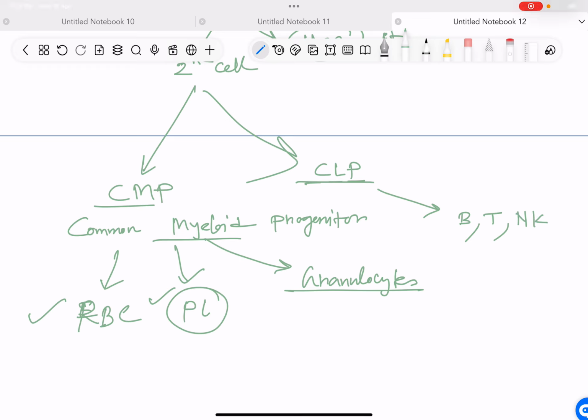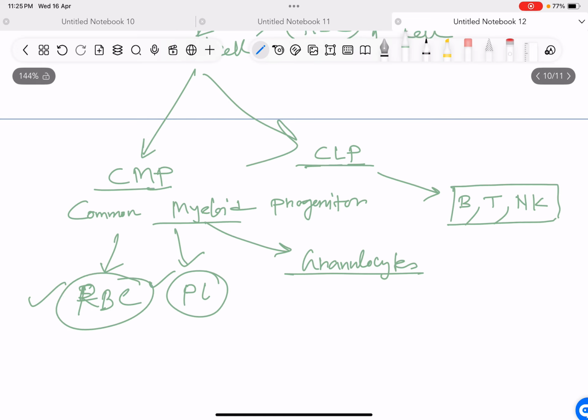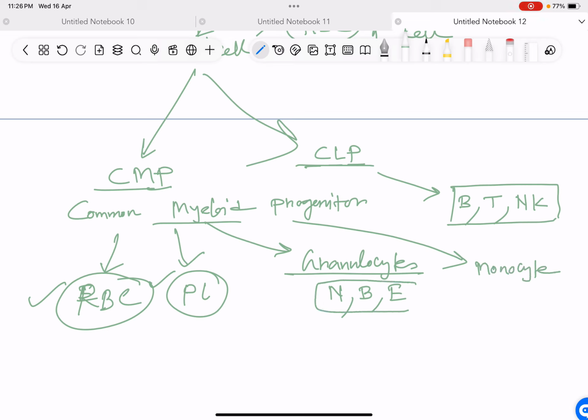Okay, let me increase the brightness. The common lymphoid progenitor will give you B cell, T cell, and natural killer cells, and the common myeloid progenitor will give you RBC, platelet, and granulocytes. Granulocytes are your neutrophil, basophil, and eosinophil. The fourth category cell it gives rise to is monocyte, because monocyte is not a granulocyte. B cell is B lymphocyte, T cell is T lymphocyte, NK cell is natural killer cells.